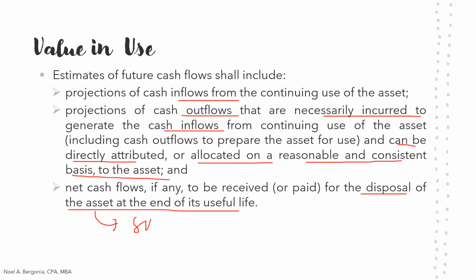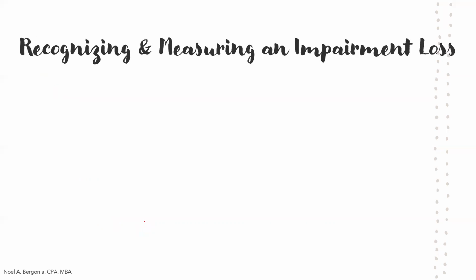So I hope that you can still follow how we are just laying down now what are the elements of the value in use and the other components which will be used in determining later the impairment of our PPE. So after we have identified now the recoverable amount and the components on either fair value less cost to sell or even the value in use, now let's talk about the recognition and measurement of an impairment loss. So how do we recognize and measure an impairment loss?